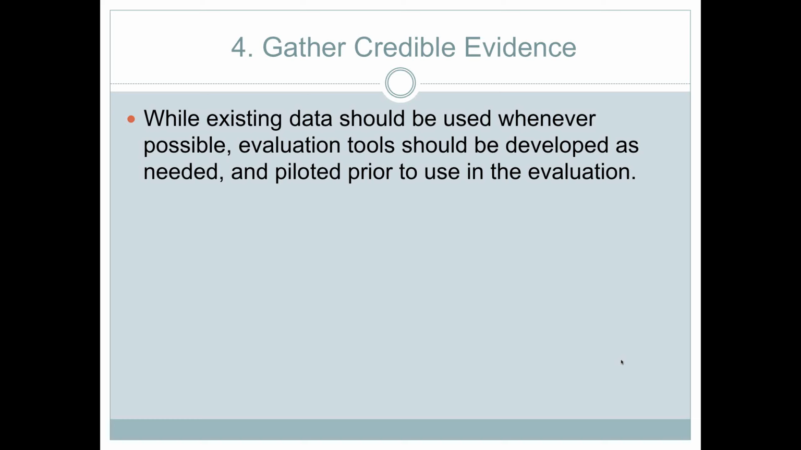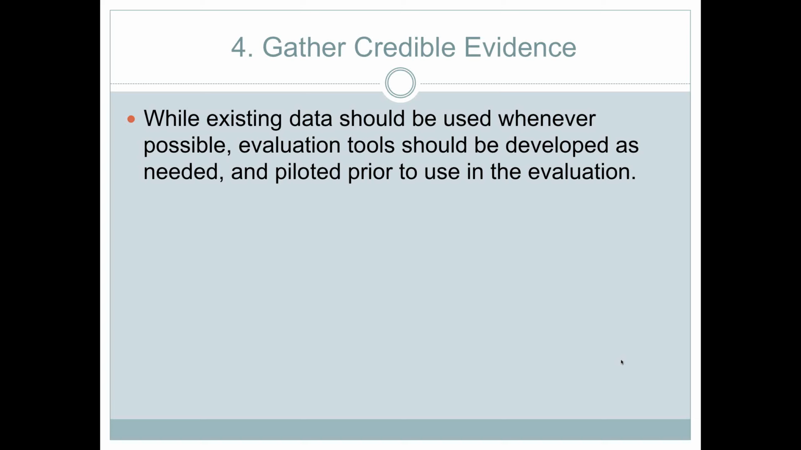And that means you're gathering information about the program and its effects. And whenever existing data can be used, you should do that so that you're not burdening members of the program, either the staff of the program or the recipients of the program, to do additional evaluation data collection activity if it's not needed.